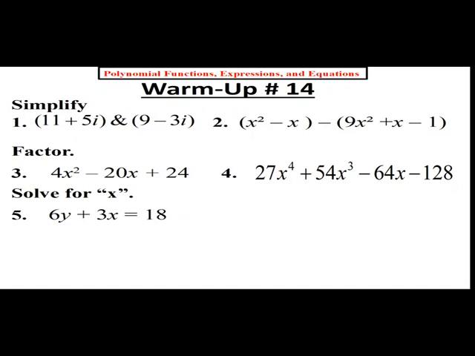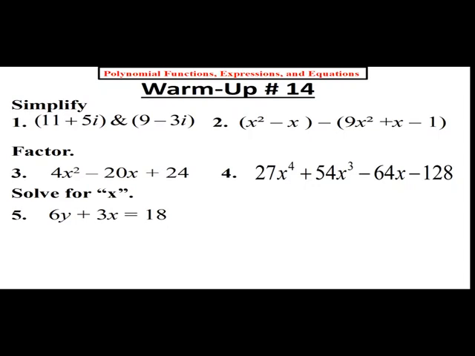Come on, people. So once again, let's get started with warm-up number 14. Numbers 1 and 2 say simplify. Number 1 reads (11 + 5i)(9 - 3i). There's a little typo in between, so don't mind that. Number 2 reads (x squared minus x) minus (9x squared plus x minus 1).